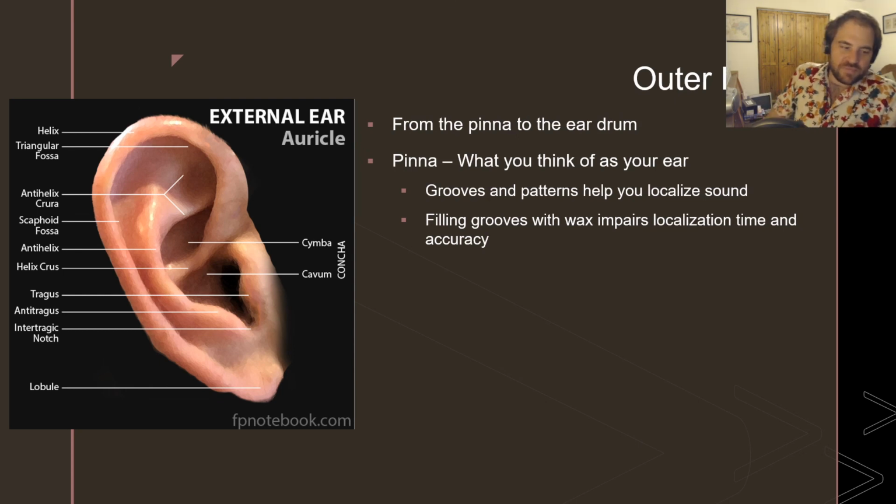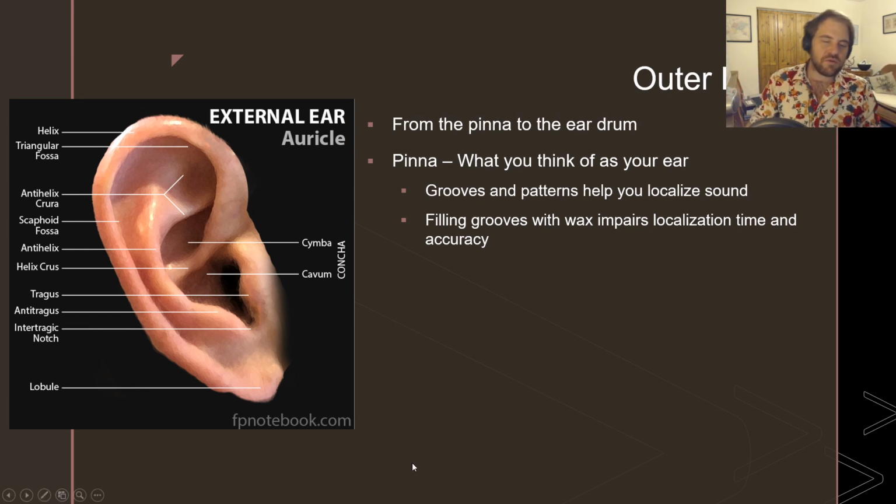Okay, so let's talk about the outer ear. Let's start talking about the outer ear in the very next video. So this is the end of this video, and we're going to move on to the outer ear and the rest of our hearing anatomy next.